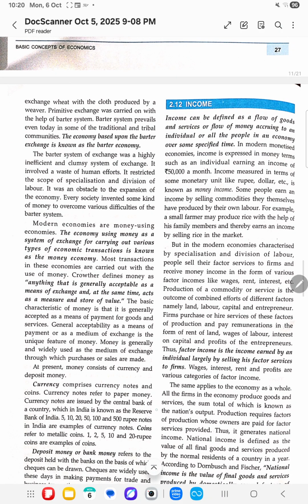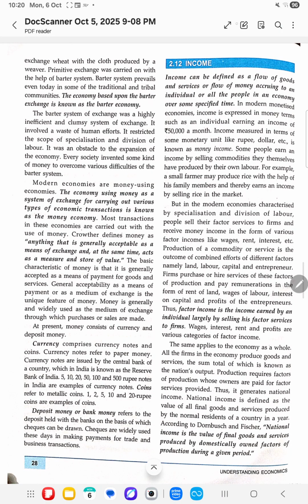Next up, important points from here is currency, which comprises of currency notes and coins. Okay. Currency notes refer to the paper money that we use. And what is deposit money or bank money, which refers to the deposit held with the banks, which you can only get with the checks. Okay, so the cash that you carry is the currency notes, and the money that you have kept in the bank so that you can only get it once you apply check for it is the deposit money.